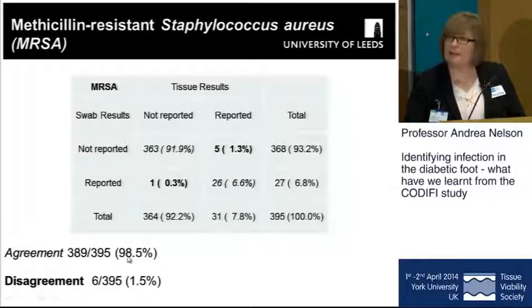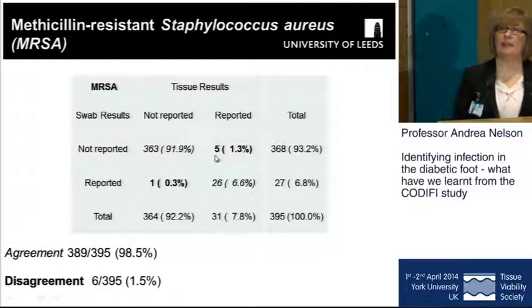The agreement was 98.5%, and the disagreement was the rest. So you can see the disagreement I've put in bold here. So this poor little one soul here is MRSA was reported in a swab, but not reported in a tissue. And these 5 here were reported in the tissue, but not in the swab. So there's disagreement in 6 out of 395.